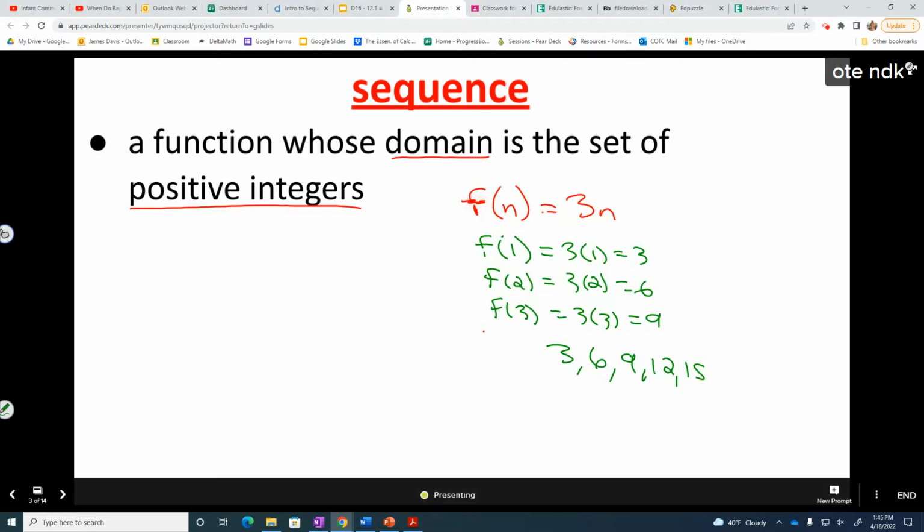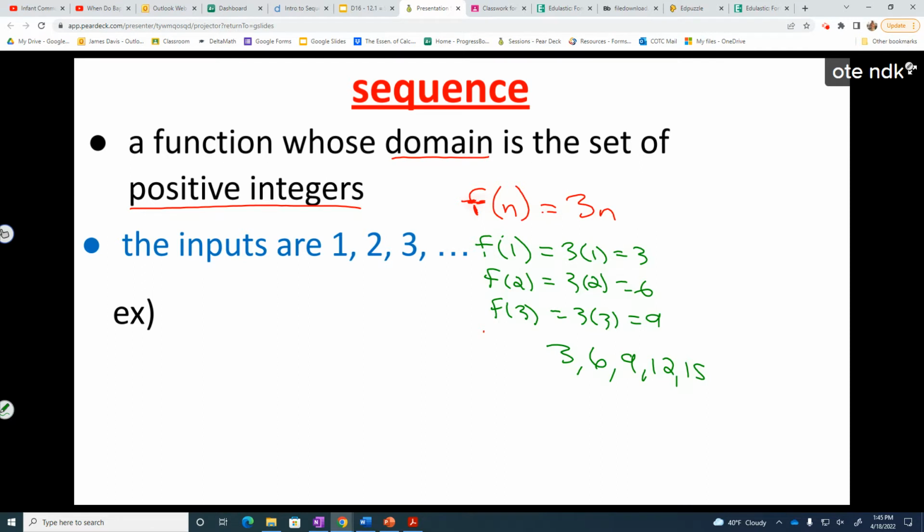So when you're given a sequence, the inputs are going to be 1, 2, 3, 4, and the most we'll go up to is 5. We're not going to go past 5 terms. But all it means is we're going to start with 1, plug in 1, then plug in 2, then plug in 3, then plug in 4, and then plug in 5, and this would continue on infinitely long.